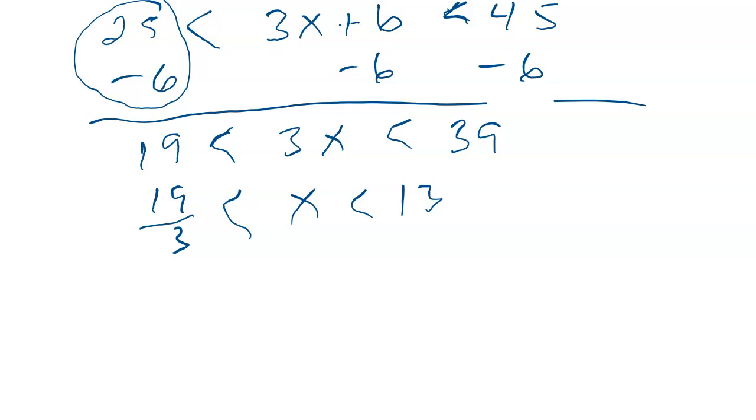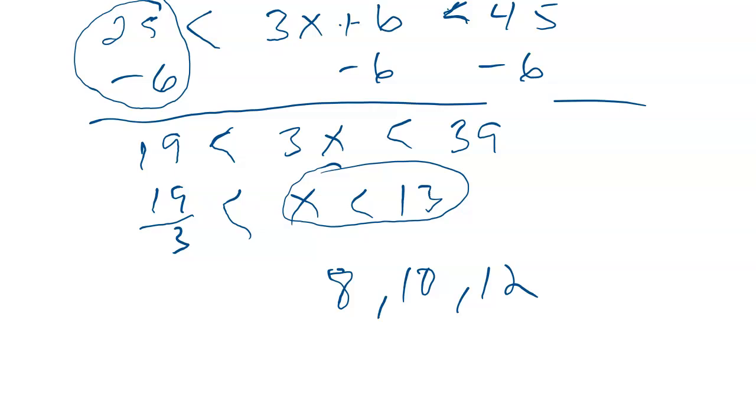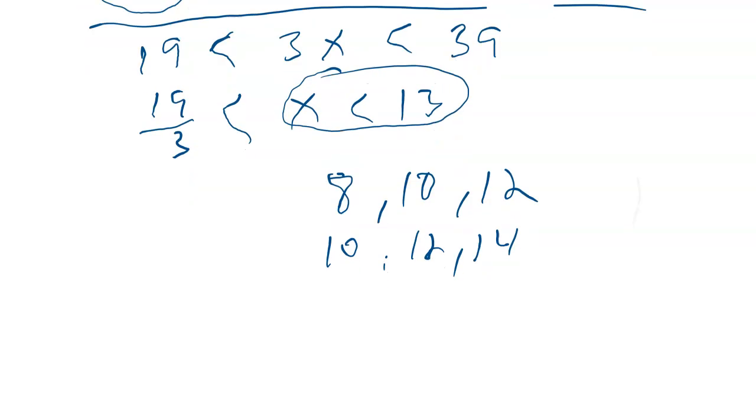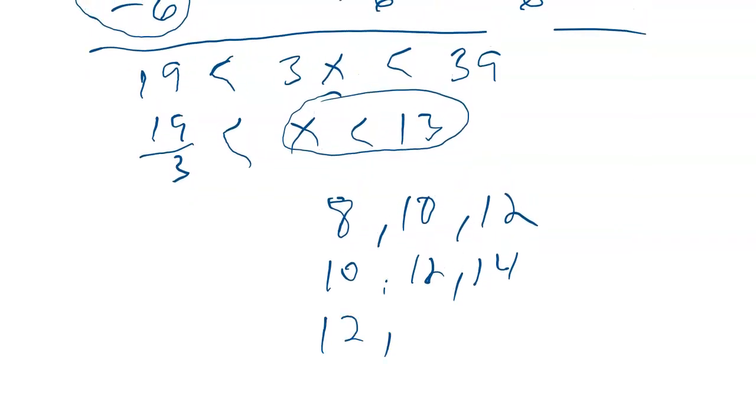So as long as x is between 7 and 13, meaning obviously 7 is not going to work because that's an odd integer, because we want even integers. One set would be 8, 10, and 12, and again, as long as x is less than 13. So another set would be 10, 12, and 14. Another even set would be 12, 14, and 16.